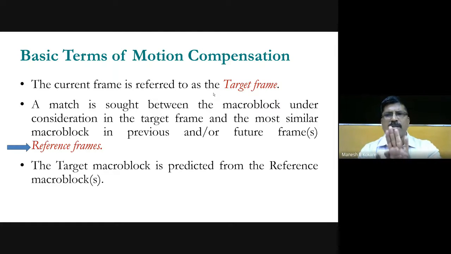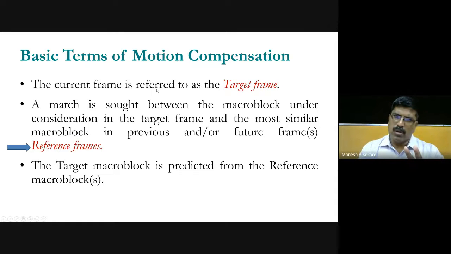So the current frame is considered as the target frame, and the next or previous frame is called the reference frame. For example, an object is here in this frame, and now this object may move here. So we are trying to find the match between this one and this one. A match is sought between the macro block under consideration in the target frame and the most similar macro block in the previous or future frame, which is called the reference frame.